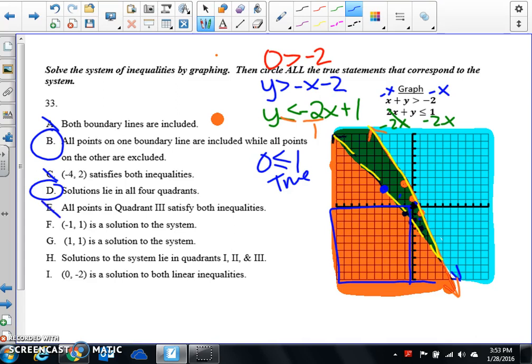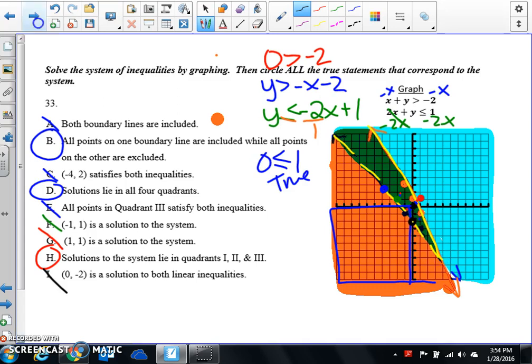F: (-1, 1) is a solution to the system. So let's look. (-1, 1). Once again, that is on the dashed line, so that does not work. All right, let's look at (1, 1). That's just in the blue, so that doesn't work. So no. G: solutions to the system lie in quadrants 1, 2, and 3. Well, yep, 1, 2, and 3. That works. And then finally, H: (0, -2) is a solution to both linear inequalities. So I can look. (0, -2) would be down here. And once again, that is on the dashed line, so that does not work.